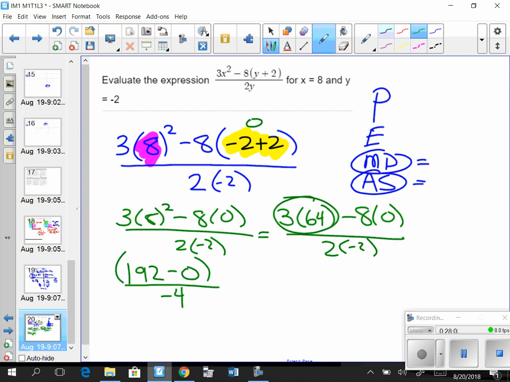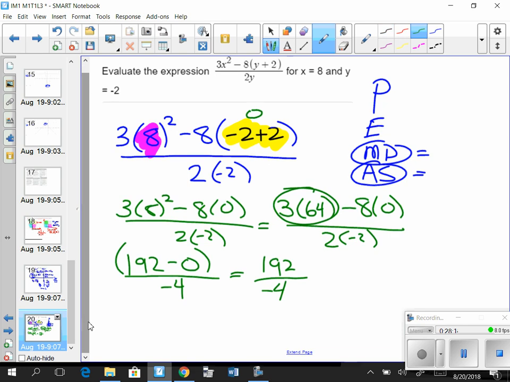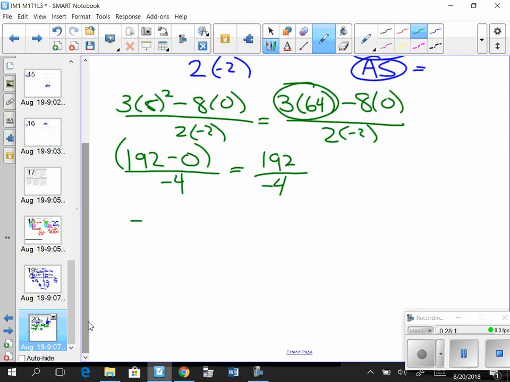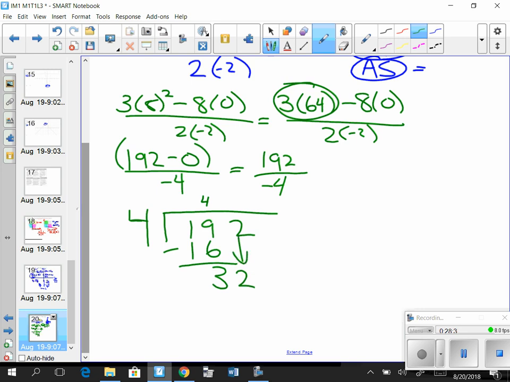Now that I've simplified everything I could up top, it's time to take it one step further. 192 minus 0 is 192, divided by negative 4. Again, do not use a calculator. You can set up a division problem. You can figure out how many times 4 goes into 192. 4 goes into 1? Nope. 4 goes into 19 4 times. 4 times 4 is 16. Subtract. 4 goes into 32 8 times. So if you go ahead and say 48 is your final answer, you made a small mistake. Don't forget your signs. Positive divided by a negative is definitely a negative.